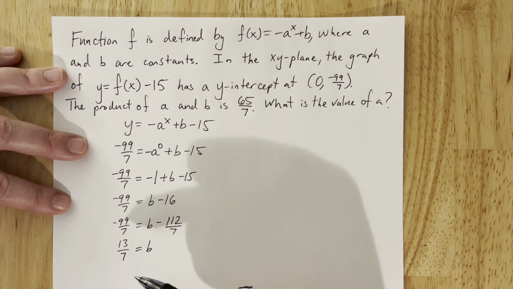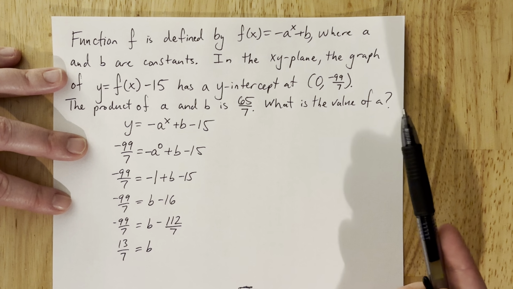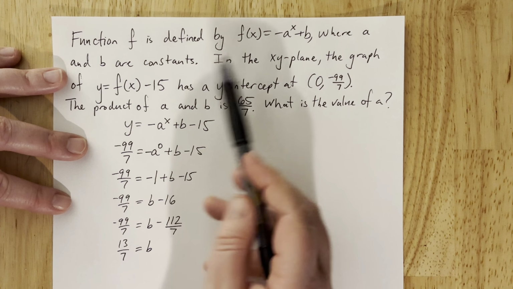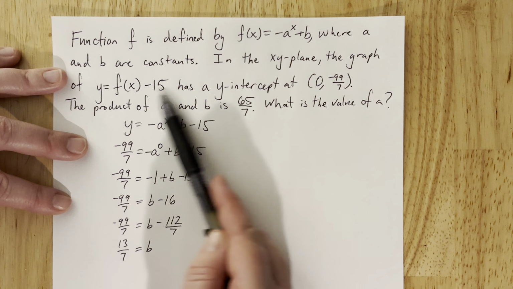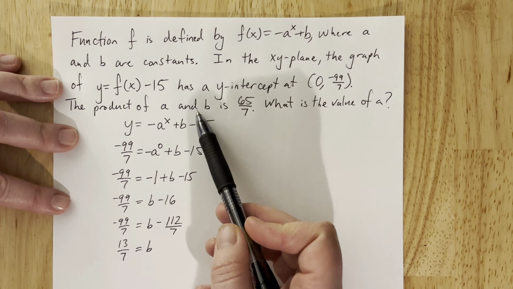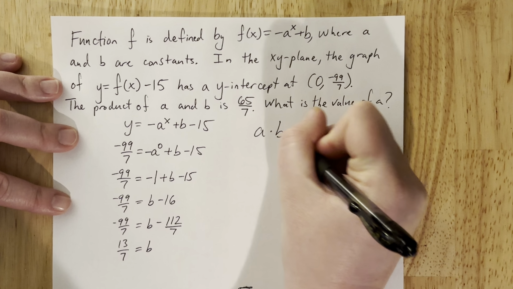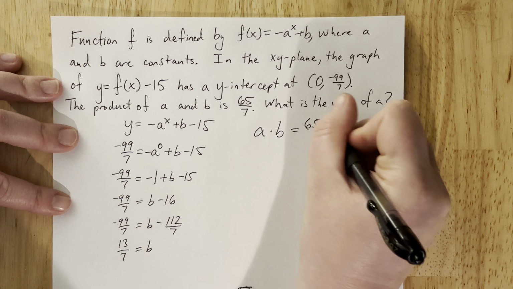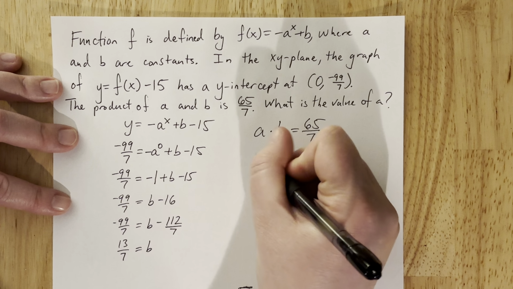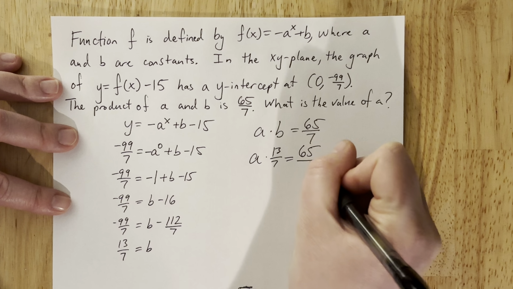Now that I know what b equals, I can plug it back into one of the statements up above to find a. So I have to think to myself, which one's going to be most helpful? As I read through, I think about this function, I think about this function, but this final statement is really the piece that's going to help. The product of a and b is 65/7. So that means that our a value times our b value equals 65/7. I know our b value is 13/7. So a times 13/7 equals 65/7.